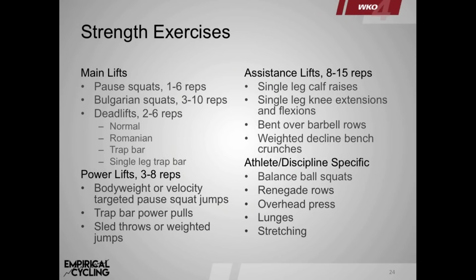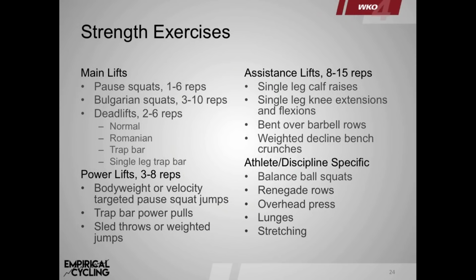So assistance lifts, these are all meant to either strengthen or just engage a lot of the smaller muscles from the ankles up through the posterior chain down to the hands. So single leg calf raises, I recommend doing these. Put a plate on the floor, put the barbell on your back, and then put your toes up on the plate on the floor, and then do them like that.